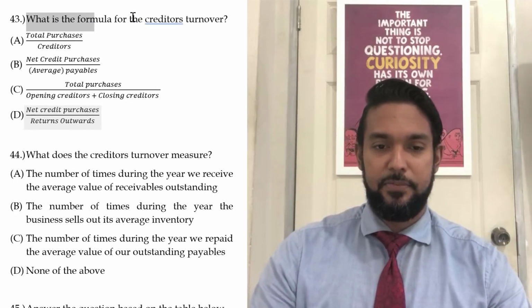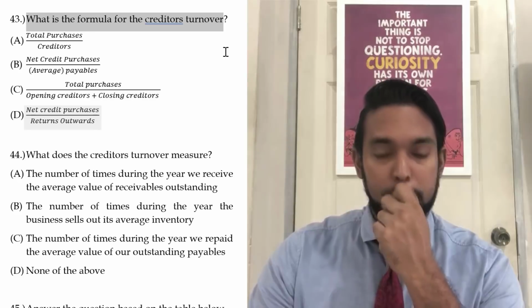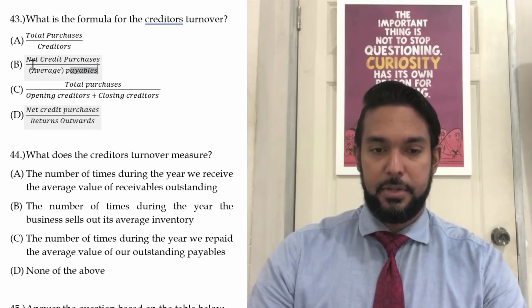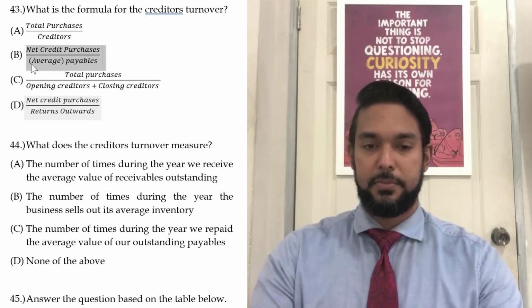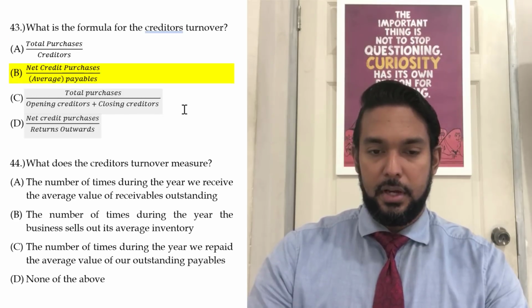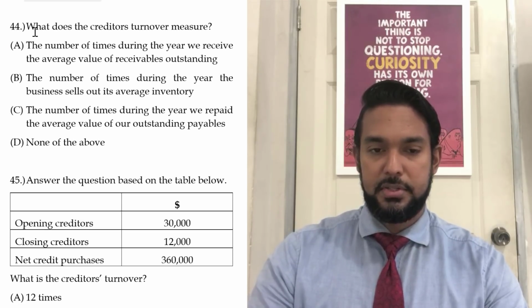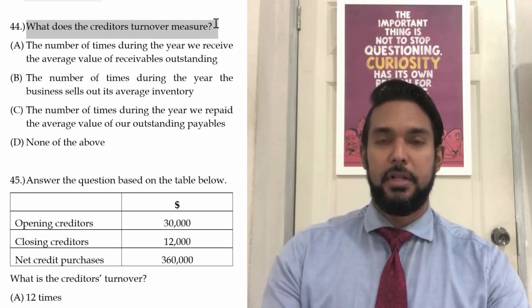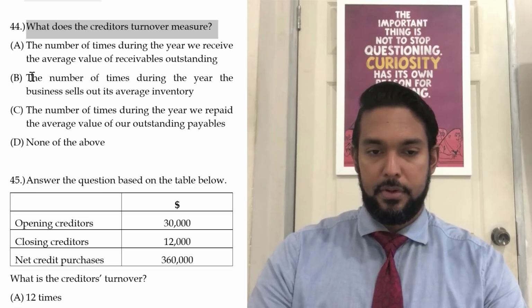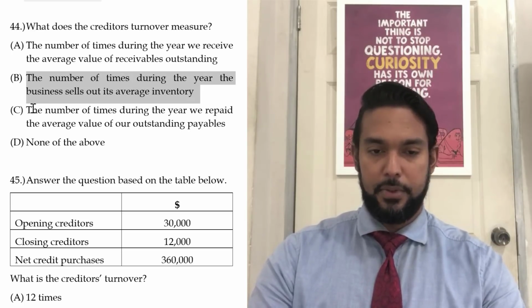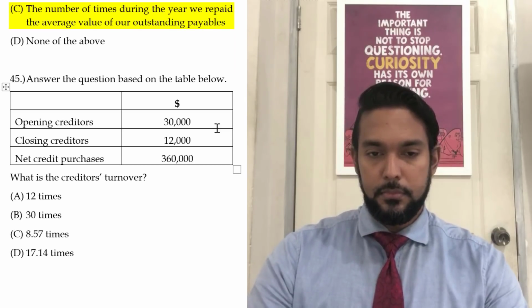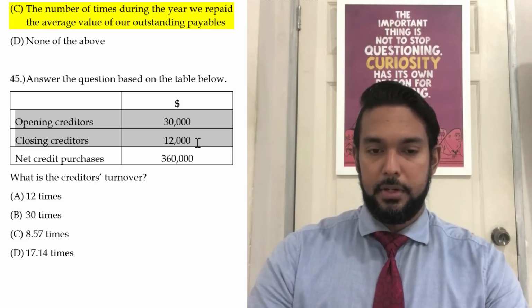So what is the formula for the creditors turnover? For the creditors turnover, that is net credit purchases divided by average payables. And what does the creditors turnover measure? How many times during the year we pay off our standing payables. Open and closing and net credit.